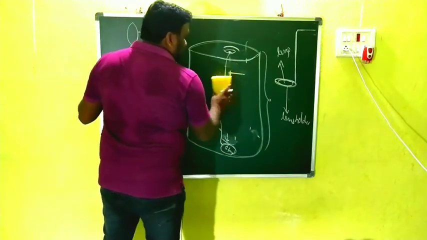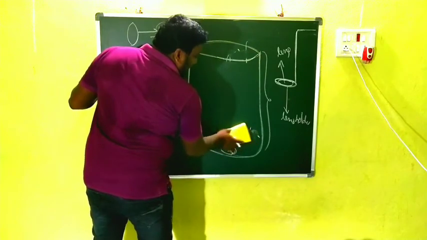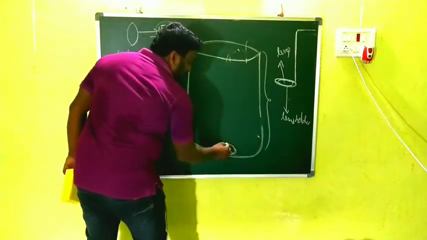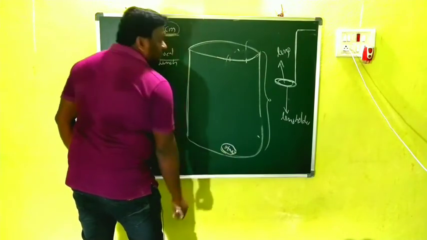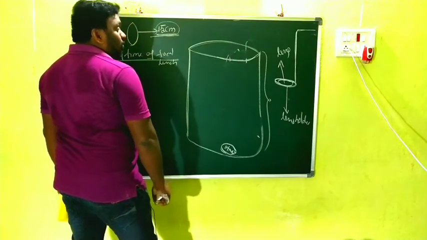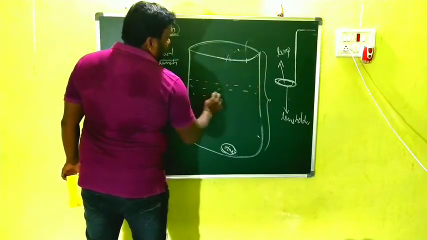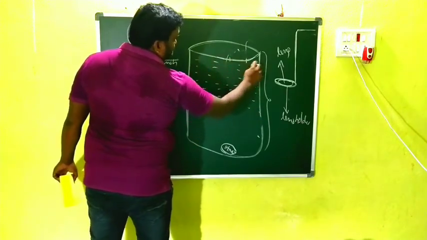Now in the second part, we are taking a tumbler. In the tumbler at the bottom, what do you have? A stone is there. Now the beaker is filled with some water.